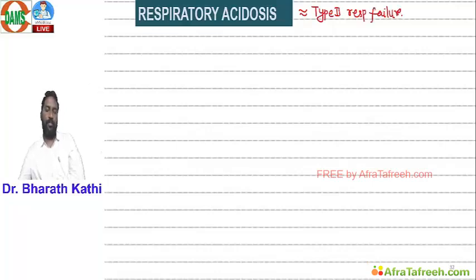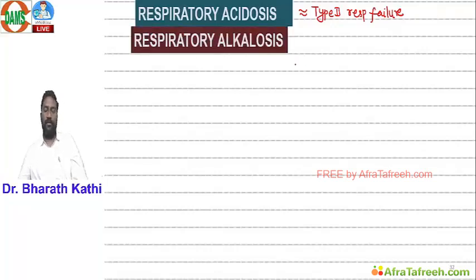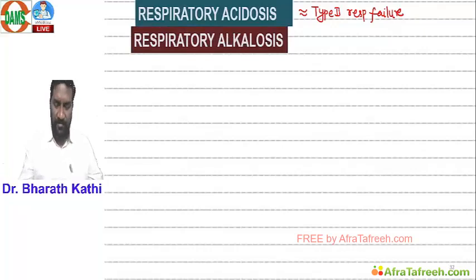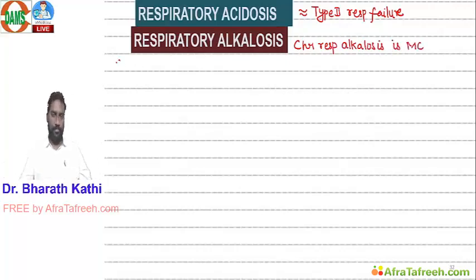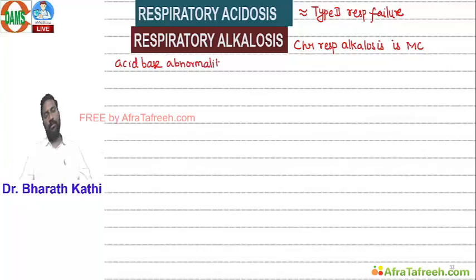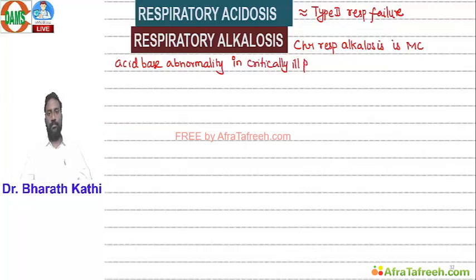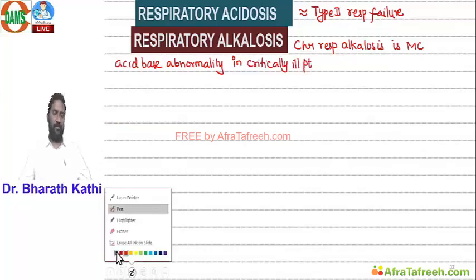Coming to respiratory alkalosis. In the description of respiratory alkalosis, Harrison mentions that chronic respiratory alkalosis is the most common acid-base abnormality in critically ill patients. Let us see the causes. You will understand the reason.